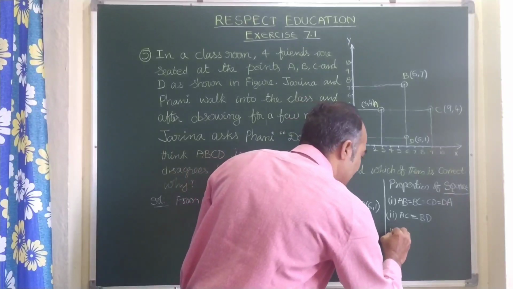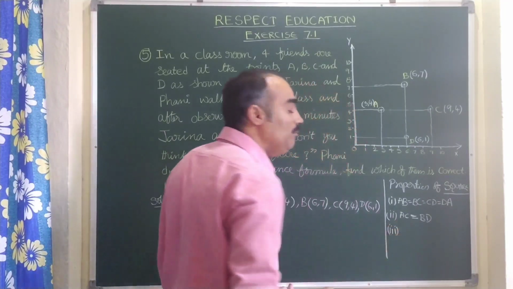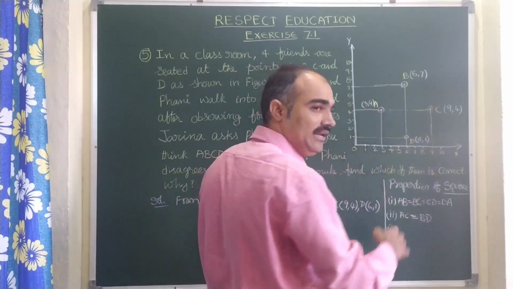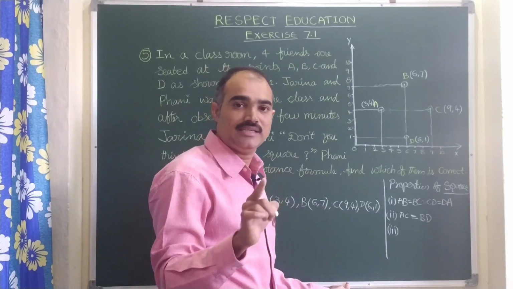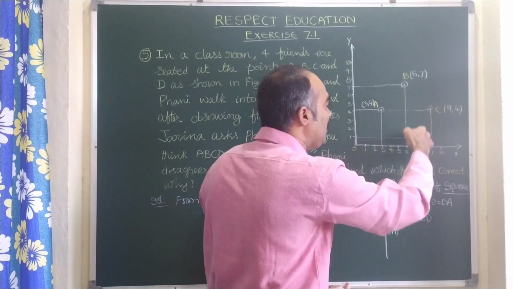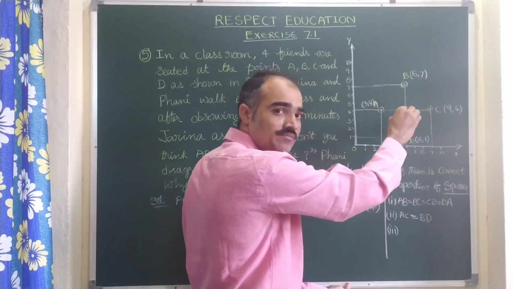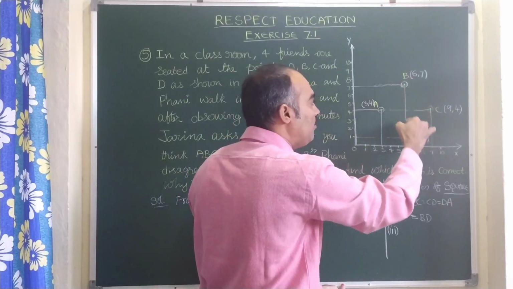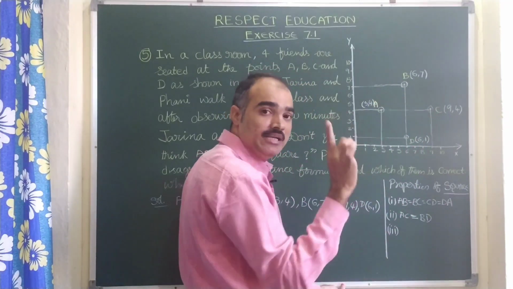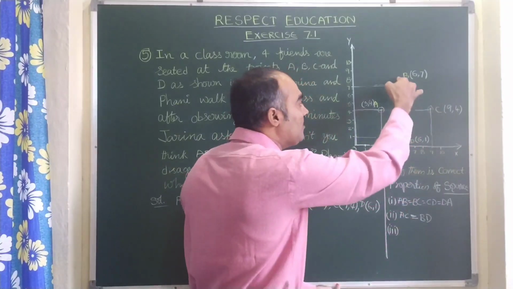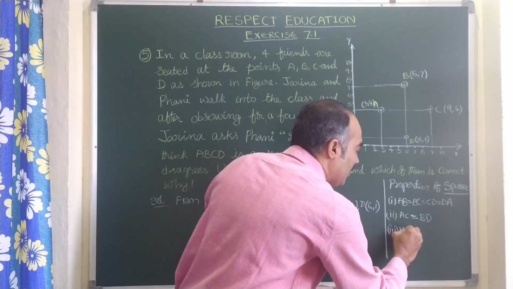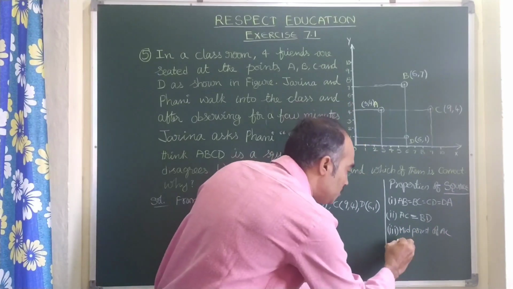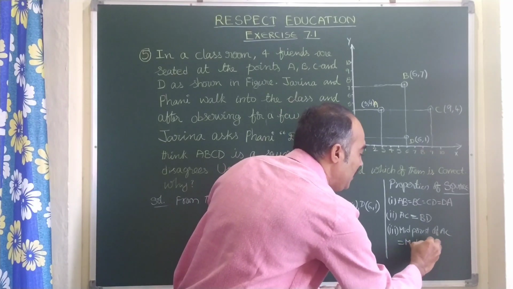And the third thing is that the midpoints of diagonals are equal. We can say that the diagonals of a square bisect each other, in the sense AC and BD both meet at their midpoint. Means midpoint of AC is equal to midpoint of BD. So here I am writing midpoint of AC should be equal to midpoint of BD.